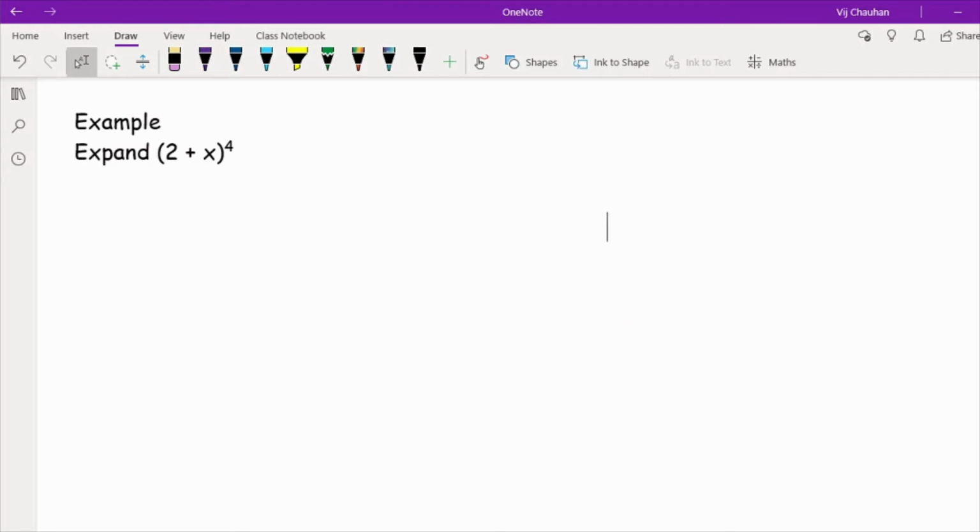Now what I'm going to do is show you another way of answering these types of questions. Looking at our final answer, what you've got to appreciate is that in your expansion, each term is going to consist of 3 parts. The first part is what we're going to call Pascal's coefficient. Then we've got the first term, which in this case is 2. And then we've got our second term, which is going to be our bx.